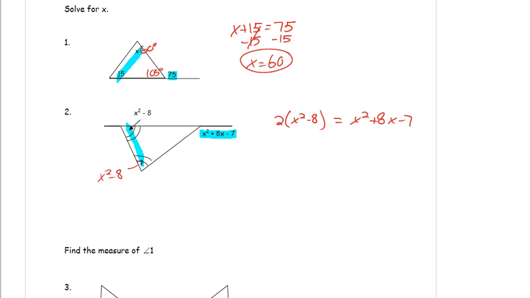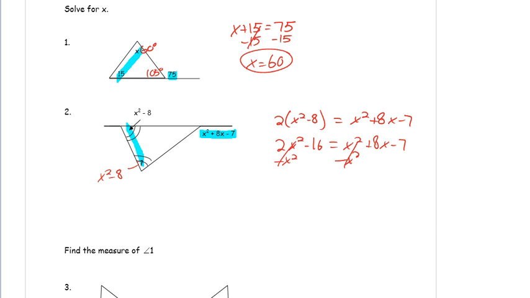Okay, so let's simplify this a little bit. 2x squared minus 16 equals x squared plus 8x minus 7. You should see where this is headed. See an x squared, you see an x, move it all to one side. I'm going to move x squared to the left side so I can keep it positive.